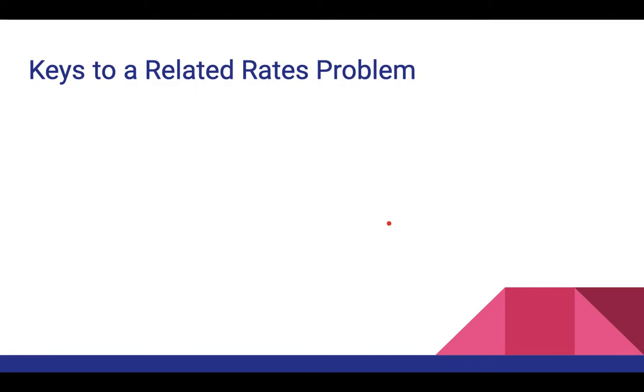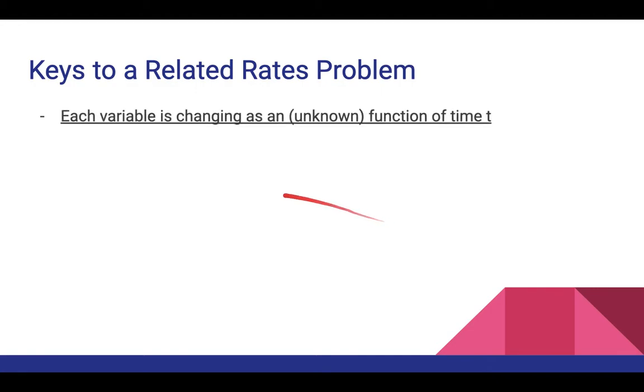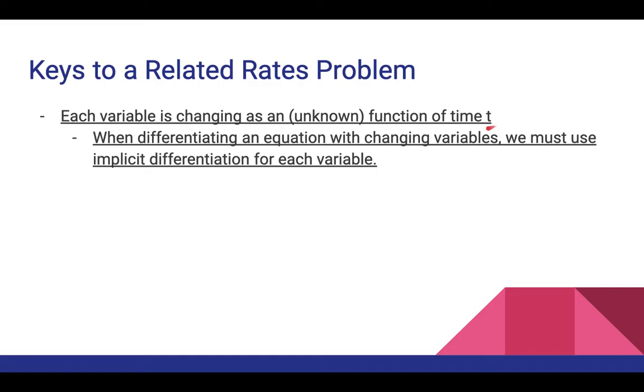So here are some keys to related rates problems. Each variable is changing as an unknown function of time t, okay? So as a result, when differentiating equations with changing variables, we must use implicit differentiation for each specific variable.